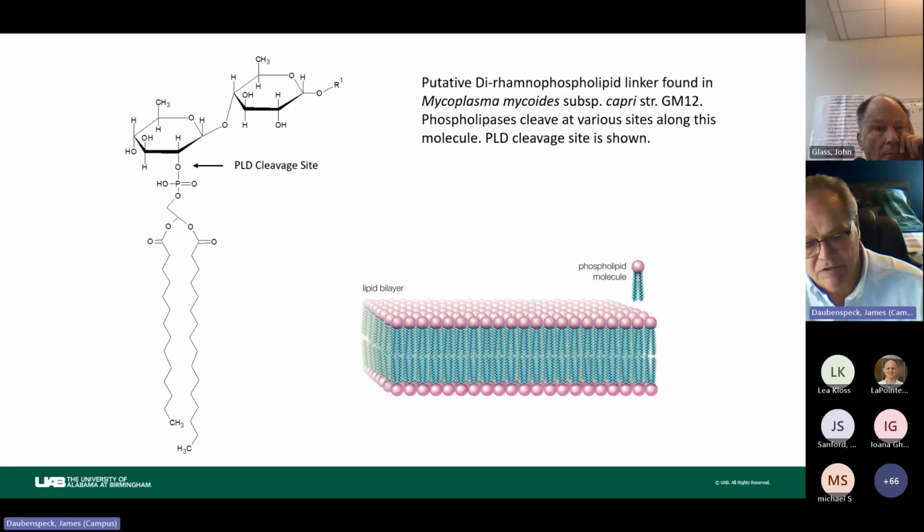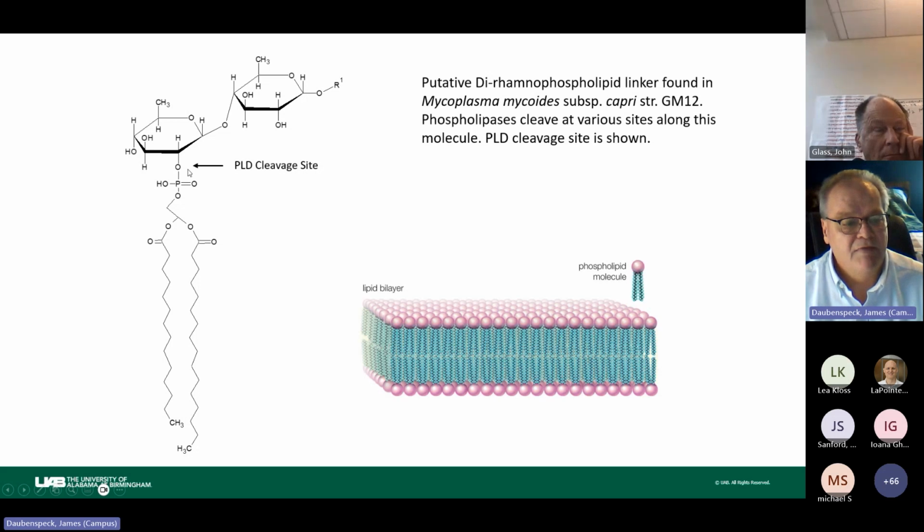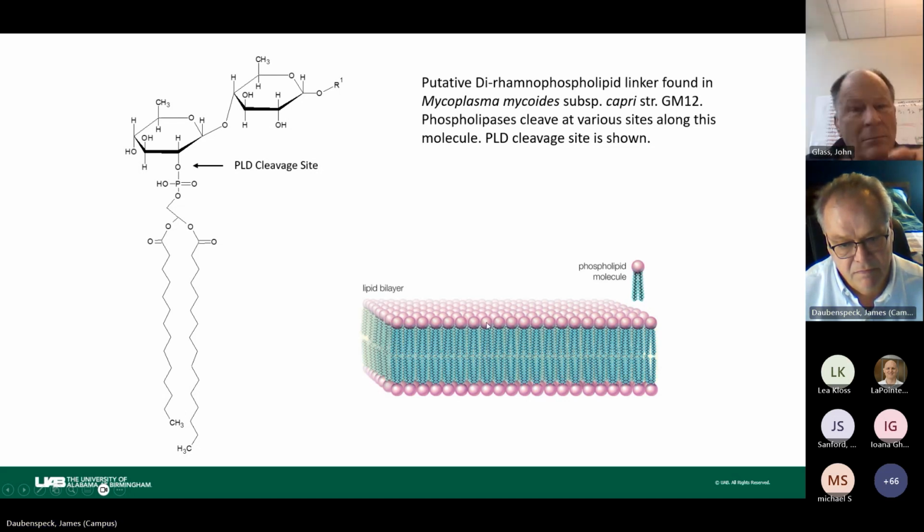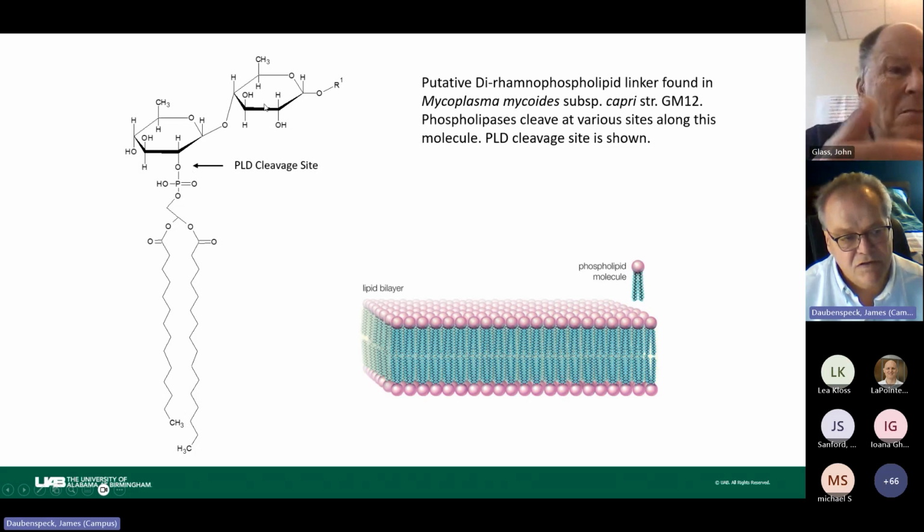Right. Now, I've looked at the parental strain, GM12, and the difference really between the two bacteria is that in pulmonis, it's a monosaccharide, and in GM12, it's a dirhamnose or a disaccharide, right? And this shows the PLD cleavage site, and really what I just wanted to show is how difficult it is, because the R is where the protein is. The only thing that's sticking up are those two rhamnoses above this lipid bilayer, right? So you can see how closely it's tied to the membrane, and then the protein extends from the R.